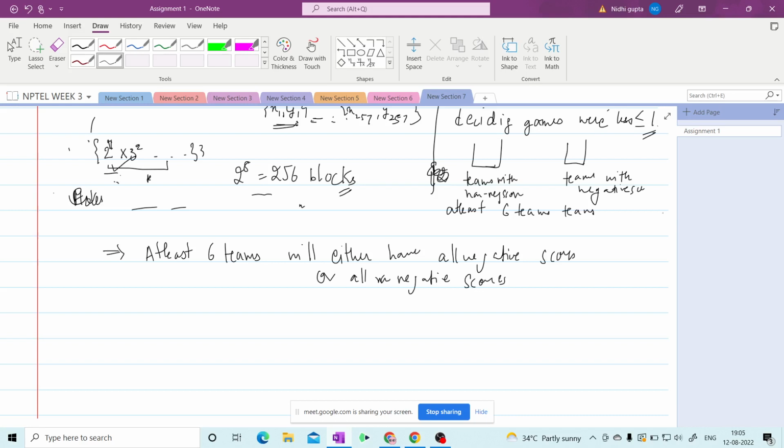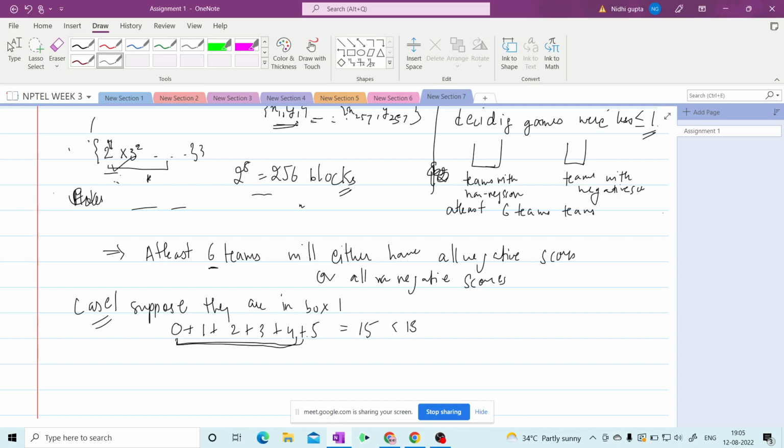So now case 1, suppose they fall into box 1. They are in box 1, that is all teams have non-negative score. So we have 6 teams with non-negative score, and suppose none of them have the same score. So what are the possibilities? It can be 0, 1, 2, 3, 4, 5. If all the scores are distinct, this can be the least possibility. So we see that this sum comes out to be 15. But the deciding games were 13.